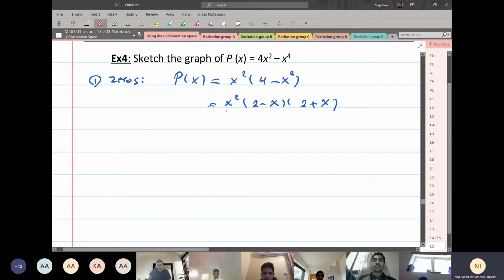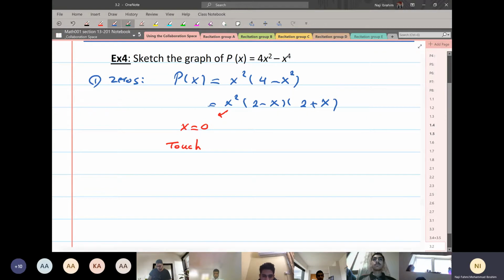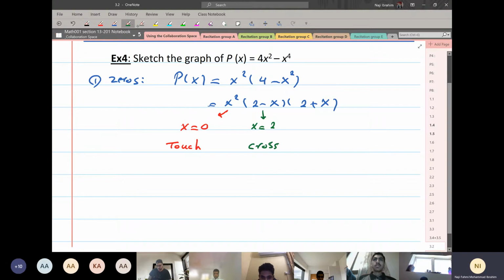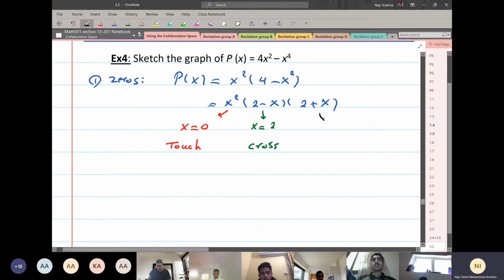Now we have to study the behavior around the zeros. What's the zero of the first factor? Zero. What's the behavior? Touch. It will make a touch because the power is what? Even. What's the zero of the second factor? 2. And what's the behavior? Cross. Why does it make a cross? Because the power is 1. And what's the zero of the last factor? Negative 2. And what's the behavior? Cross. So here we have found the zeros and studied the behavior.